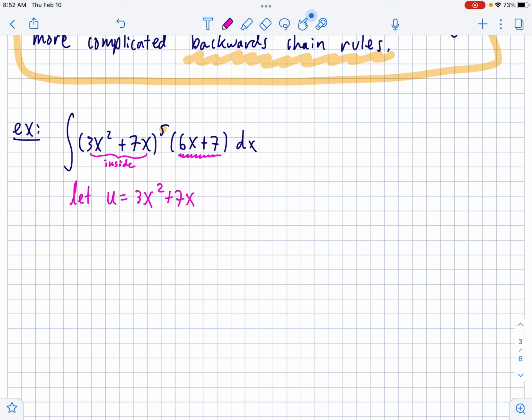That means that this whole chunk right here is u to the 5th power. So 3x squared plus 7x to the 5th power is equal to u to the 5th. The next step of substitution is to find the derivative of u. So du/dx is equal to 6x plus 7.